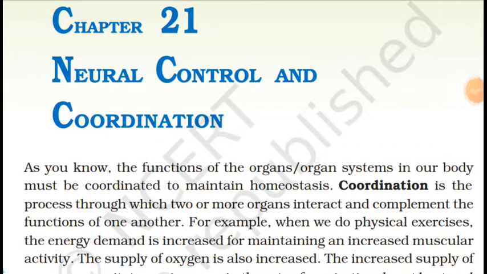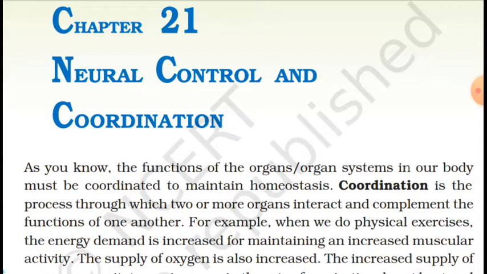Hello students, from this lecture we are going to study chapter number 21, neural control and coordination. The main topics we are going to discuss in this chapter are coordination between two organs or two systems of the body, the neural system, the human neural system, and the central nervous system in the human body. First of all, let's understand what neural control and coordination actually is, its simple meaning.